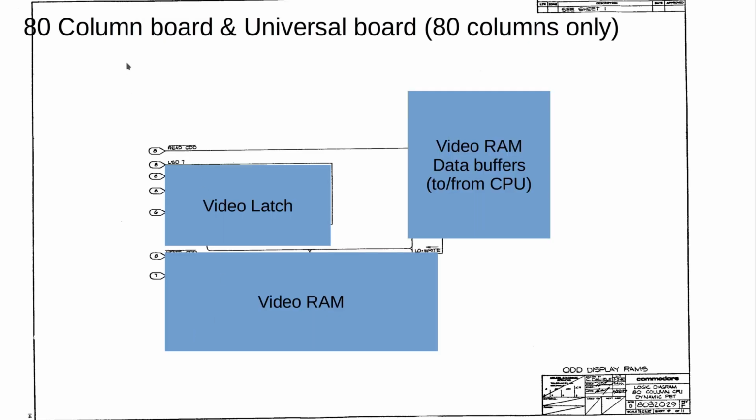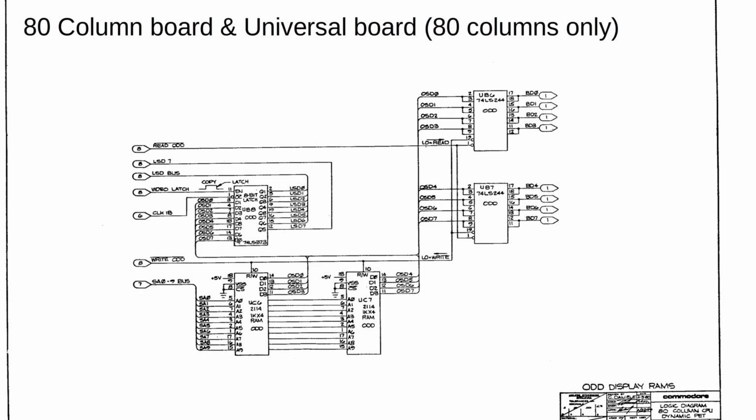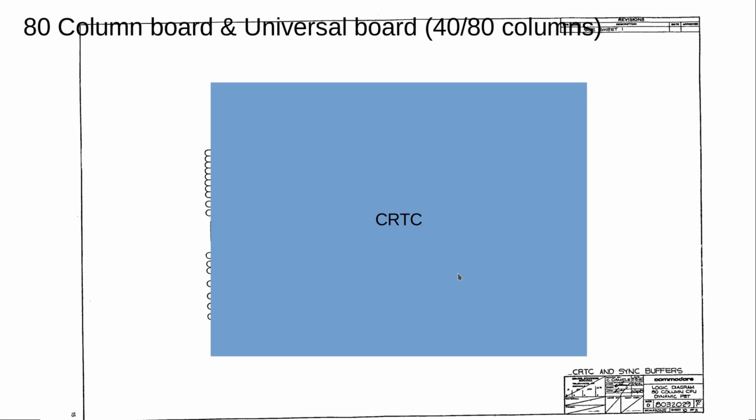Now we have the odd stuff, and this is in the 80-column board and in the universal board, for both of them. It's the same schematic, but it's only used in the universal board if you have 80 columns, and that is because that's the odd video RAM. So those are the other two RAM chips, 1K by 4 bits, the odd latch, and here the odd data bus drivers. And finally, you have the CRTC, which is again the same in the 80 columns and the universal boards.